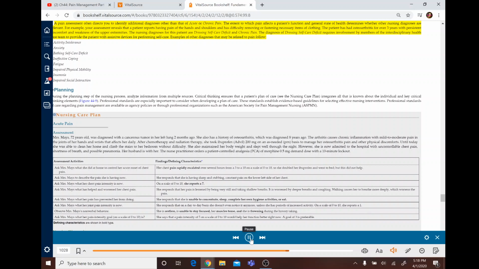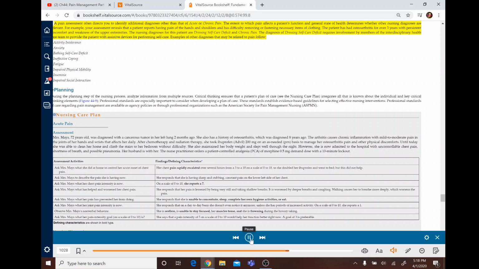The extent to which pain affects a patient's function and general state of health determines whether other nursing diagnoses are relevant. For example, your assessment reveals that a patient reports having pain of the hands and shoulders and has difficulty removing or fastening necessary items of clothing. The patient has had osteoarthritis for over 3 years with persistent discomfort and weakness of the upper extremities. The nursing diagnoses for this patient are dressing self-care deficit and chronic pain.